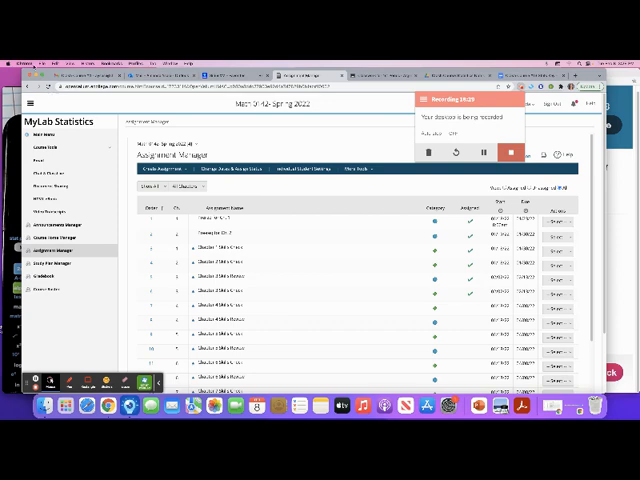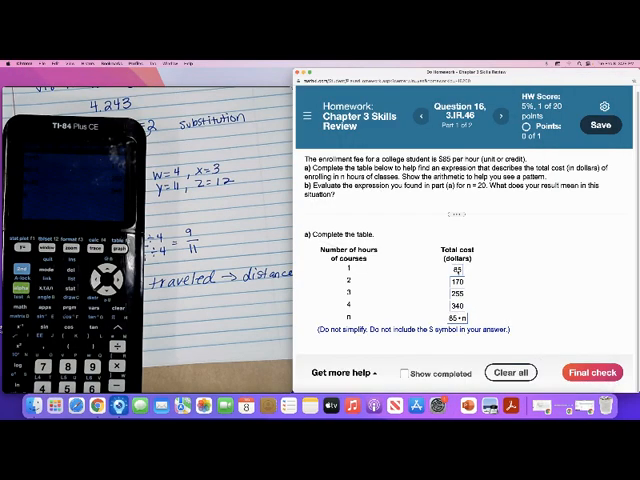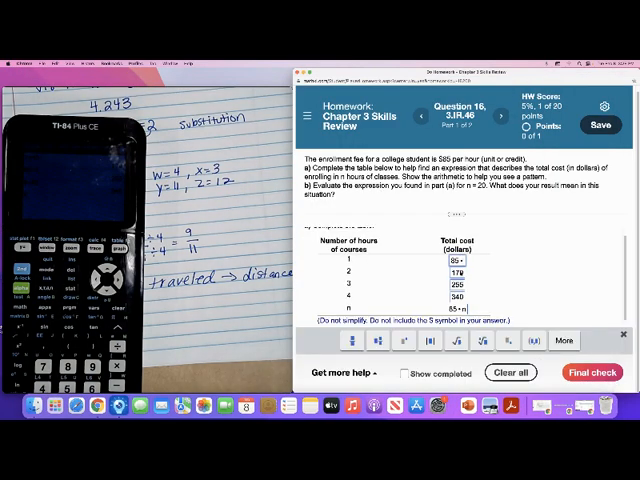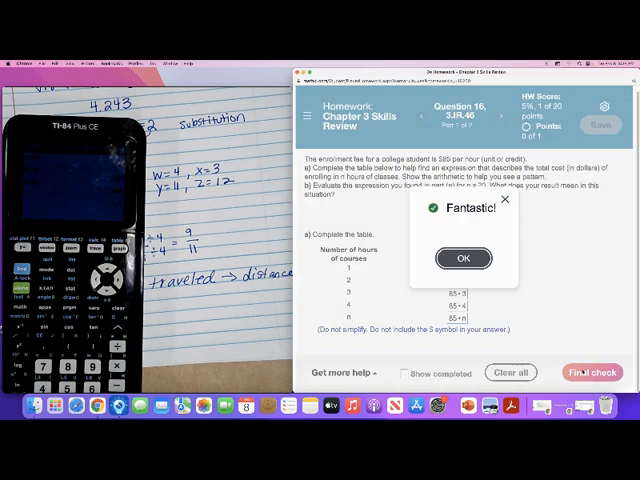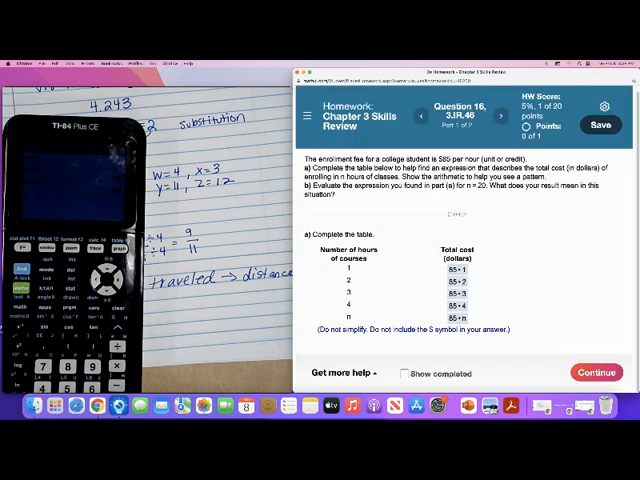All right, so I had to look and see how they wanted my solution, and they actually wanted it all like this. There we go. That's what they wanted. It said show the arithmetic to help find an expression. That's why. Okay, so let's continue.